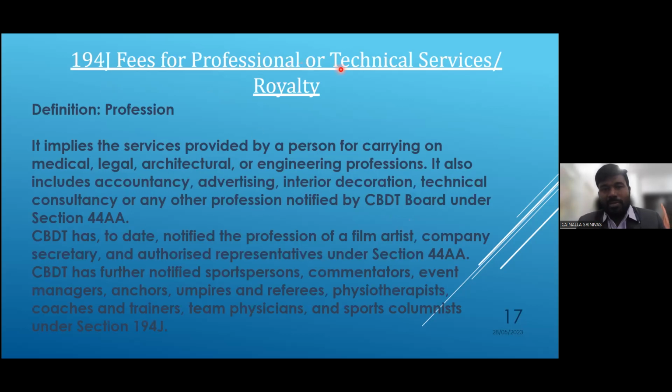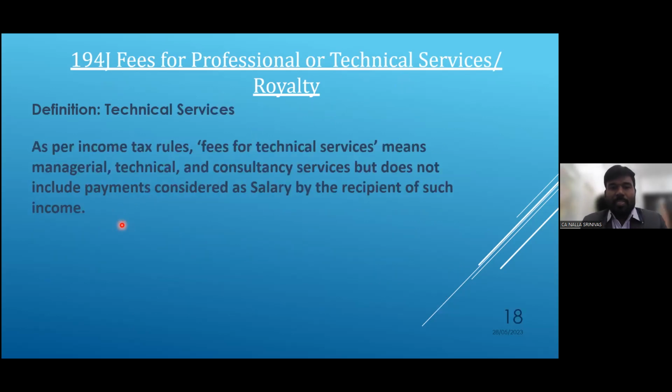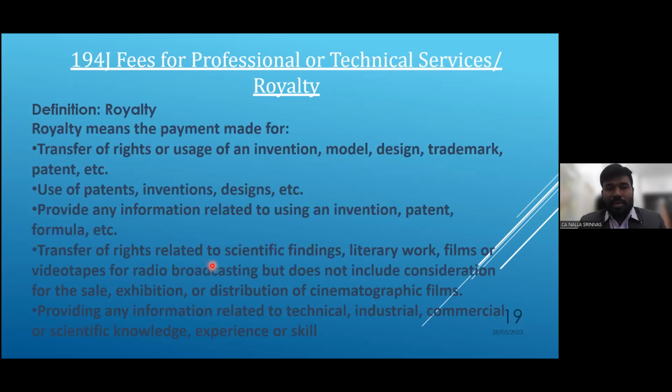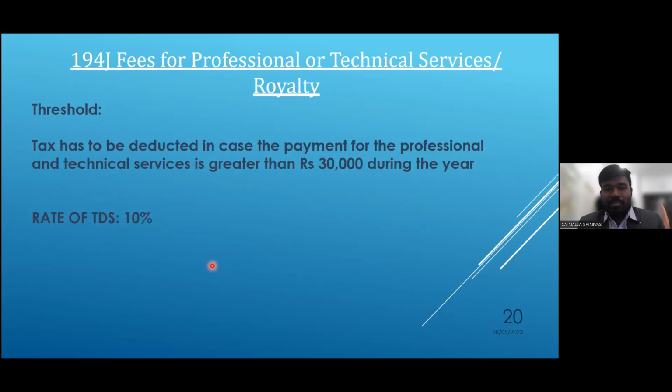194J, fee for professional or technical services or royalty. This is the definition we read. Who are all the professions: legal, architecture, engineering, accountancy, advertising, interior decorator, technical consultancy, and other professions notified by the CBDT under section 44AA. If you go to that section, you will come to know what professions are listed under it. Technical services, royalty definition we read. The threshold limit is 30,000, more than 30,000, and the rate of TDS is 10%.